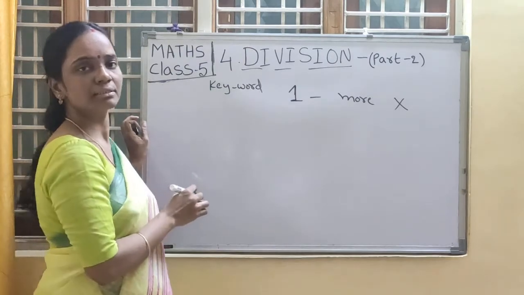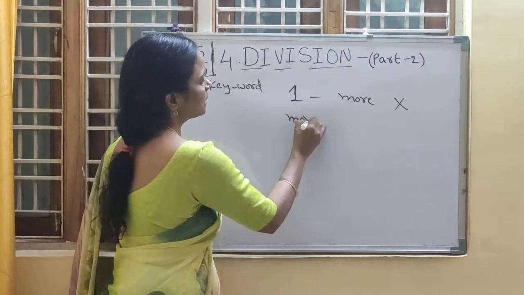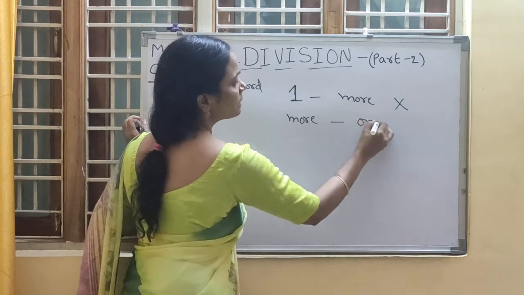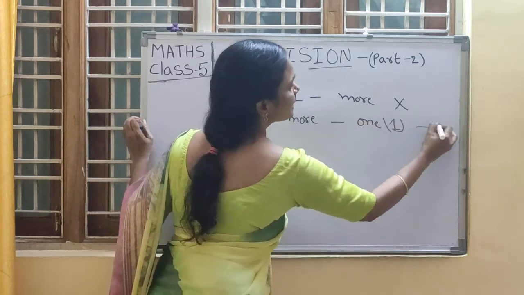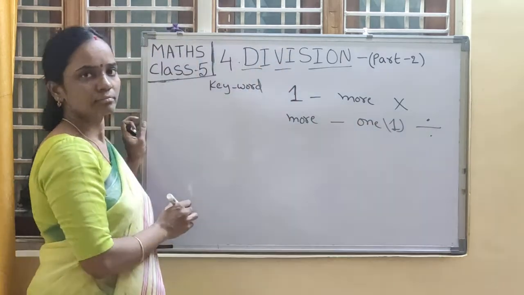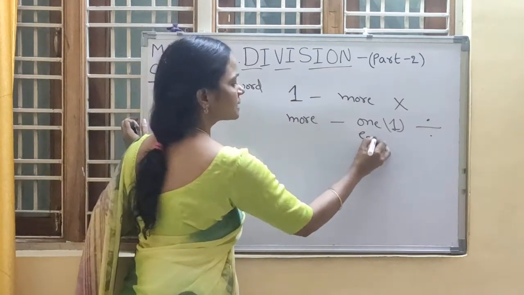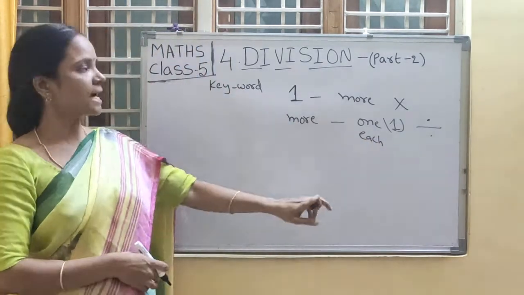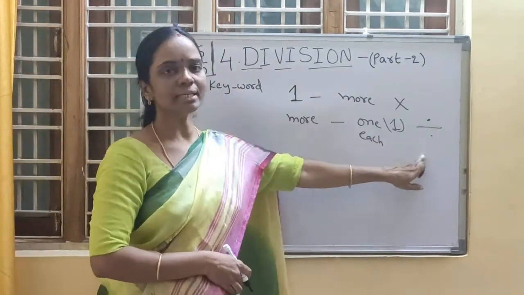Then what is the keyword for a division? Yeah, reverse. Giving more objects and asking for one object, then take division. Okay, one means each. Giving more objects and asking for one object means we have to take division.